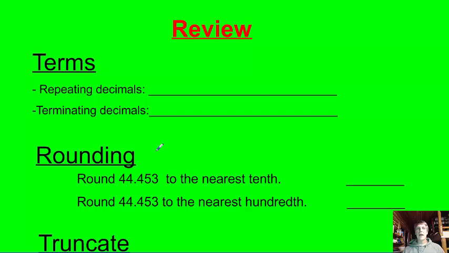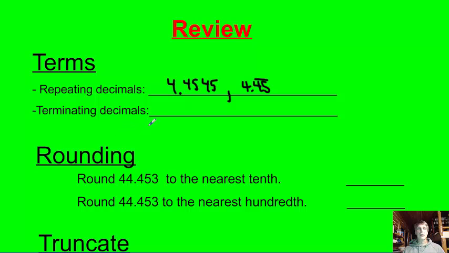A couple of terms that we've already had are repeating decimals and terminating decimals. You know this, that a repeating decimal is a decimal that is going to repeat the same numbers over and over again. So if I have 4.4545, another way to write that is 4 and 45 hundredths with the repeating bar above the 4 and the 5.